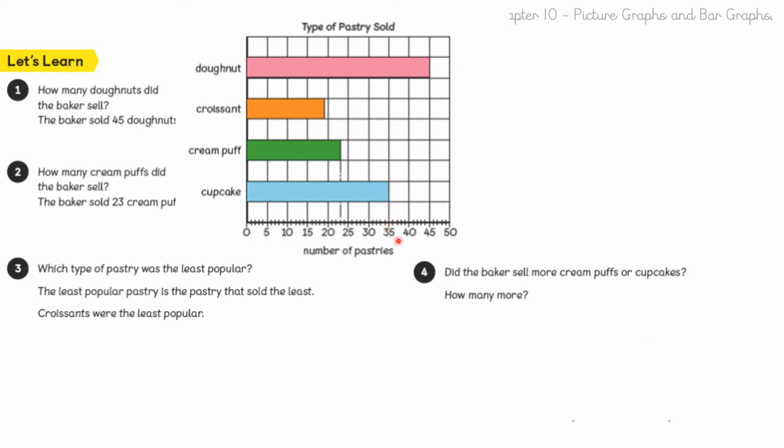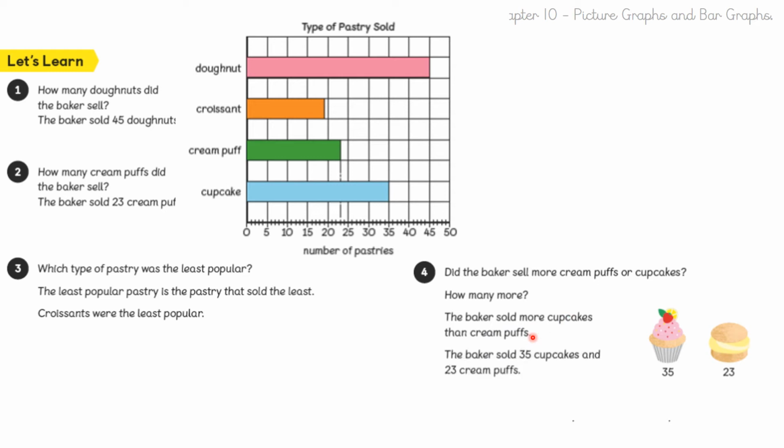He sold 35 cupcakes. And how many cream puffs did we say earlier on that he sold? That's it, 23. We can check again. We go all the way down the scale. Let's do 25, 24, 23. So he sold 23 cream puffs. Now, we know that the baker sold more cupcakes than cream puffs. The baker sold 35 cupcakes and 23 cream puffs.